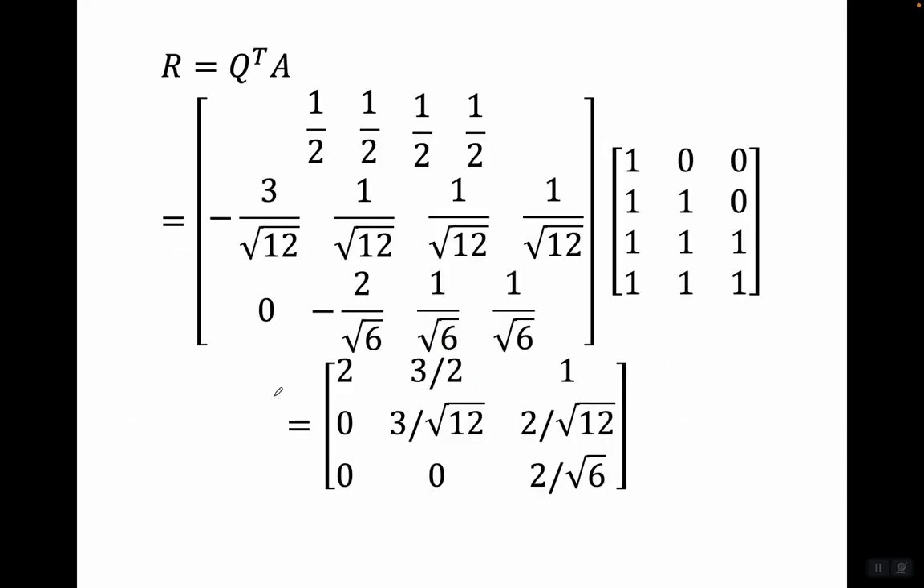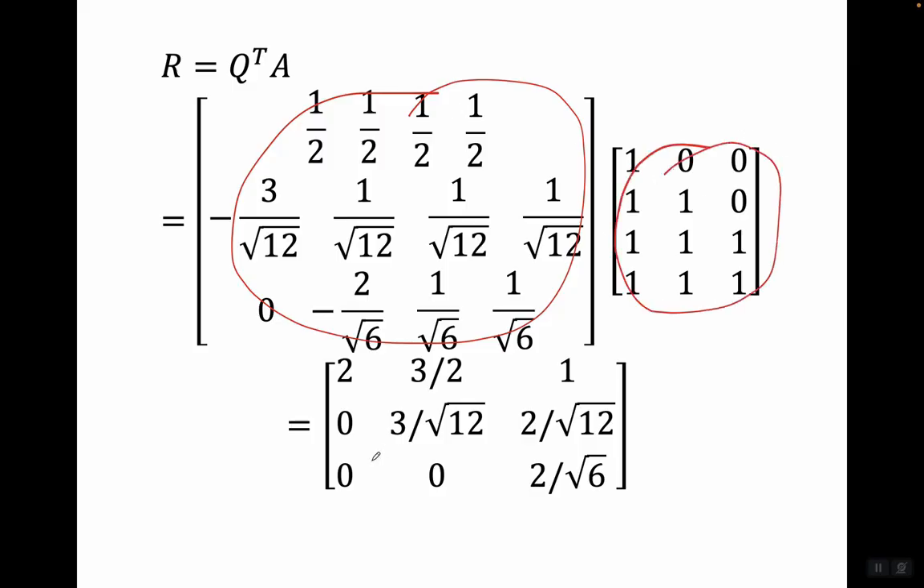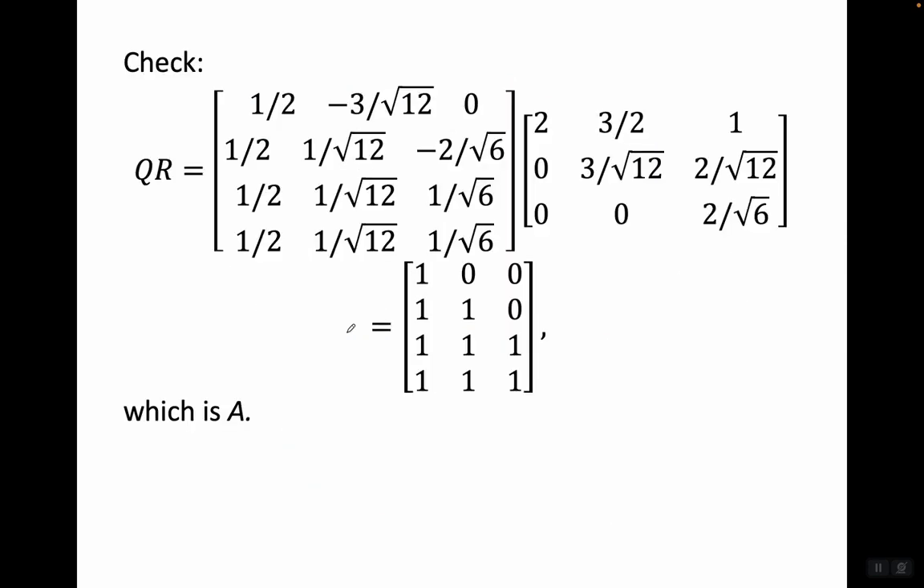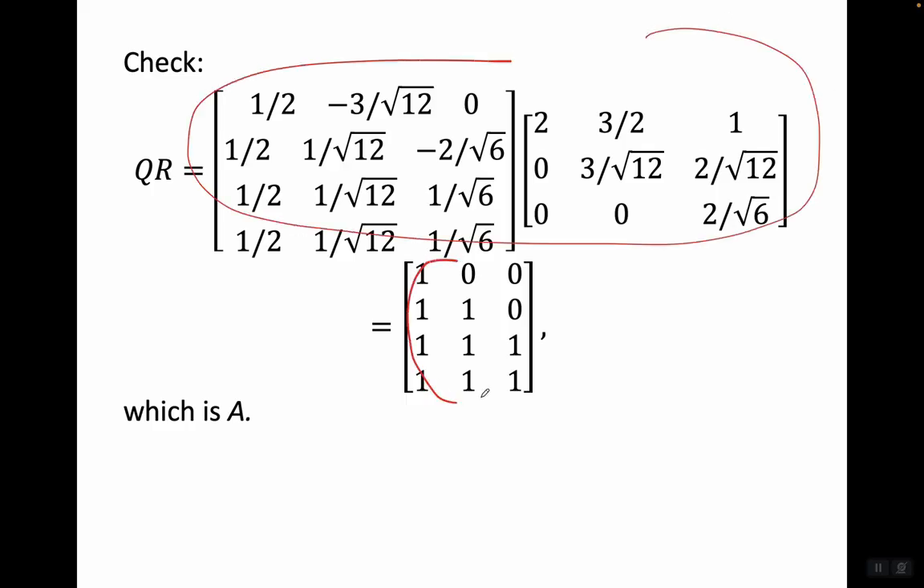Okay, so we get R equals Q transpose times A. We know what Q transpose is. You just interchange the rows and the columns. This is our original matrix A. Multiply those together, and you end up with R. Notice that R is upper triangular and has just positive entries along the diagonal. So we can check our answer. QR, when you multiply them together, turns out to be A.